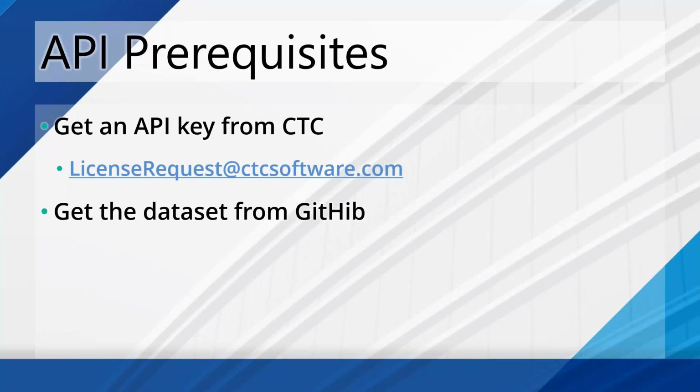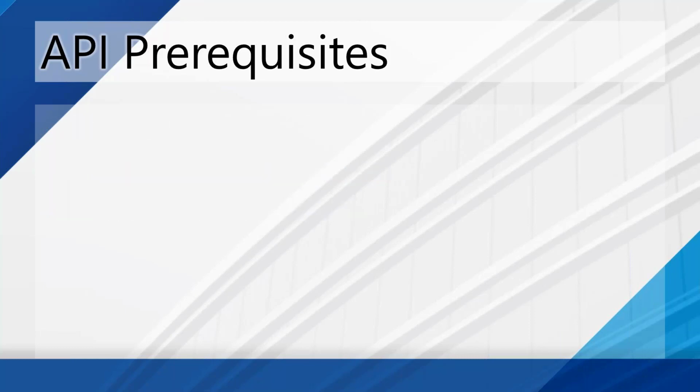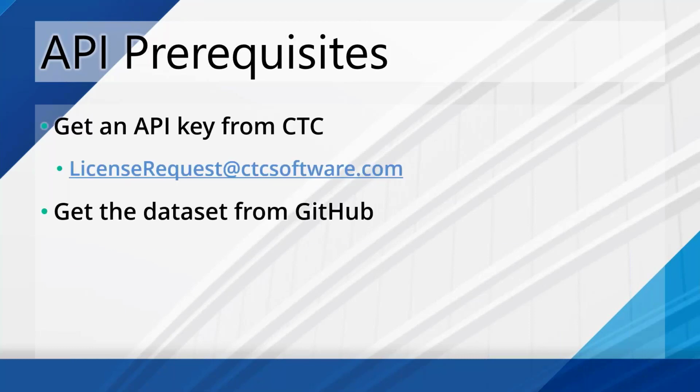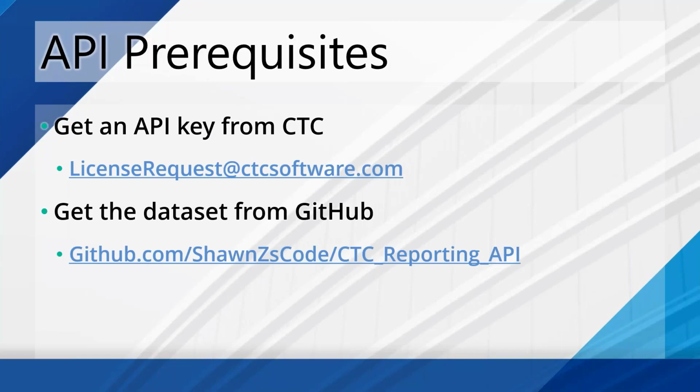Wow, I misspelled that terribly. Let me fix that real quick here in my PowerPoint because that's supposed to be GitHub. And let me just quickly cycle through that. There we go. And the GitHub repository here is github.com, Shanzi's code, CTC_reporting_API. Okay, so you can go get those files.